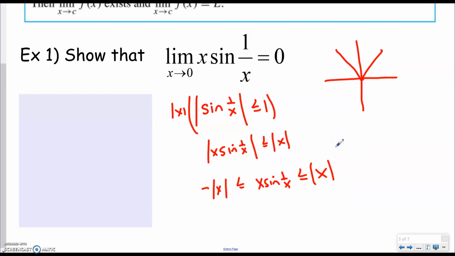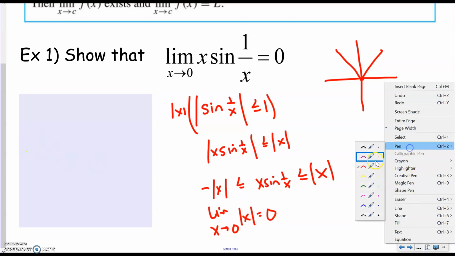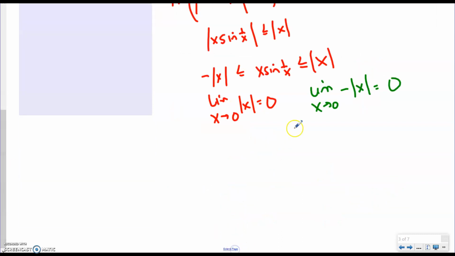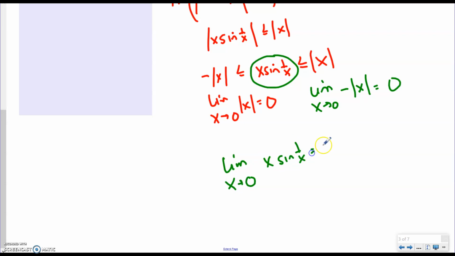And I'm going to write this differently. So the limit as x approaches 0 of the absolute value of x equals 0. Okay, and then the negative absolute value of x looks like this. So the limit as x approaches 0 of negative absolute value of x is the same as pulling this negative up front, but that's also 0 there. We can apply the squeeze theorem then, because we know that this is between these two values, and so since they're both 0, we can say the limit as x approaches 0 of x sine of 1 over x is also 0.